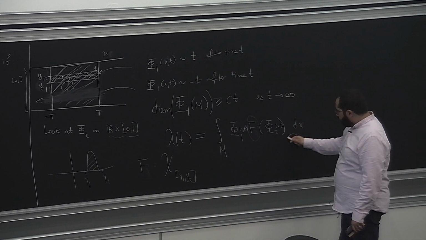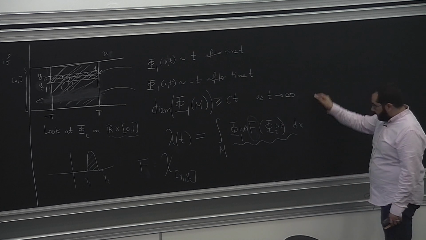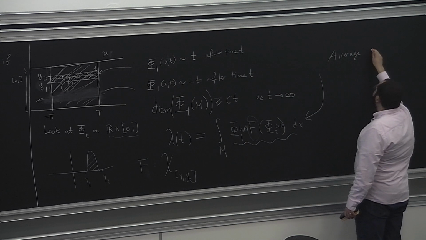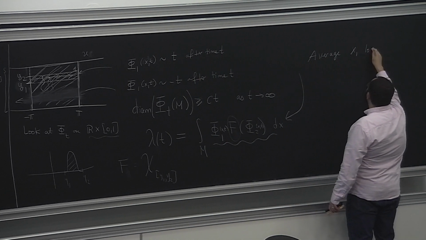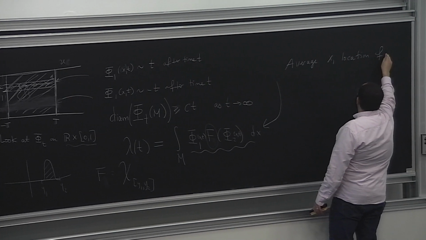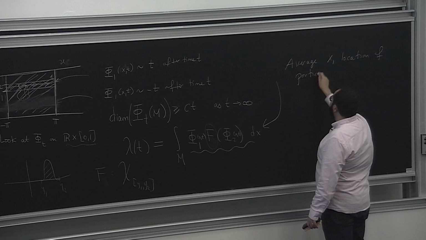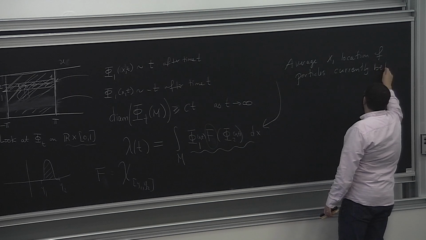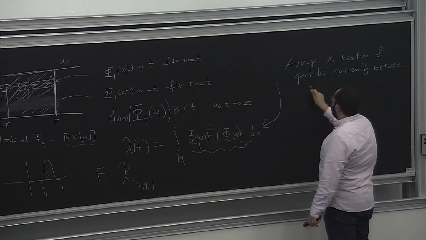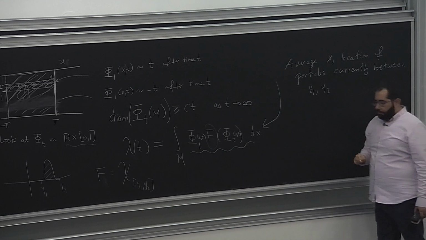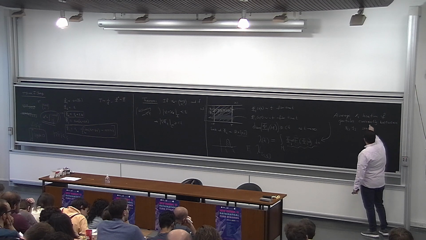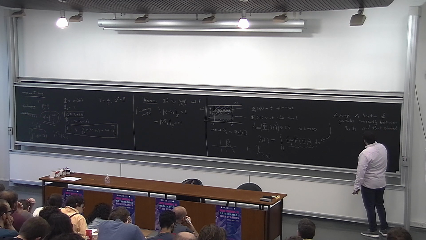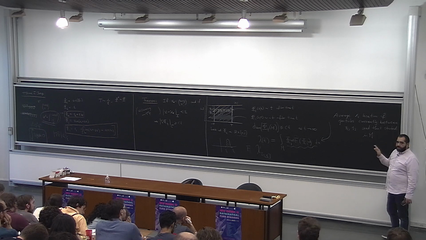So this quantity, say it in words, it's the average x location, x1 location, of particles currently between y1 and y2, and that started in M. Does everybody understand what this integral means?